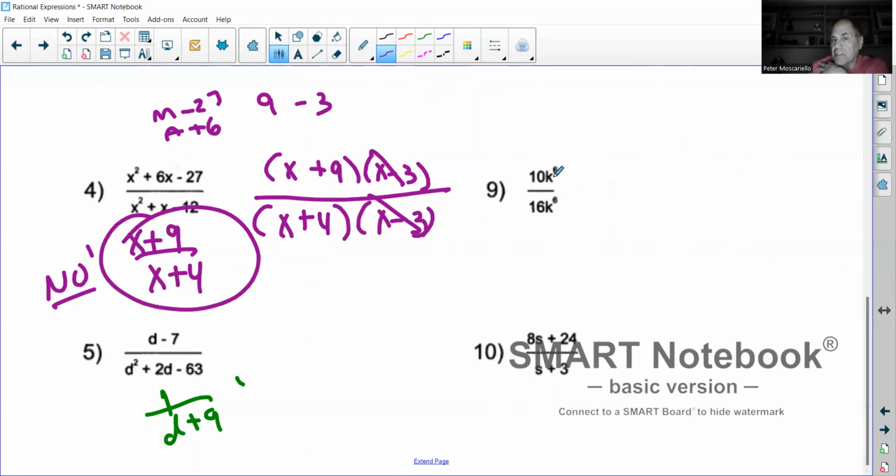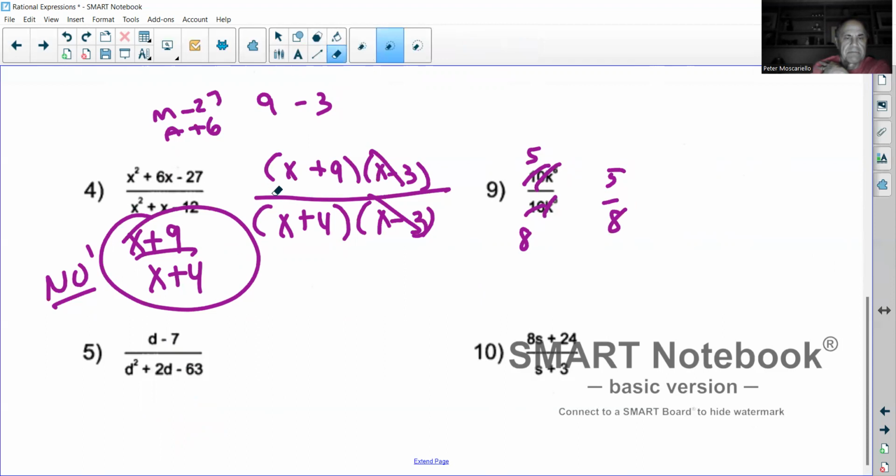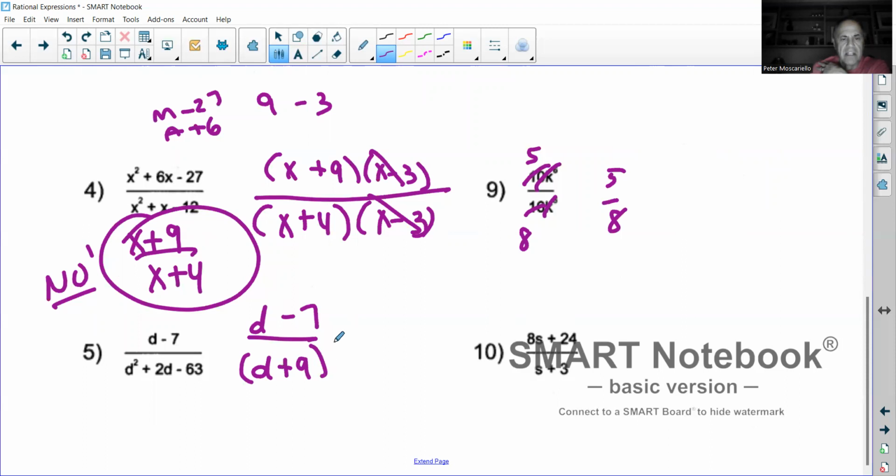So how about number 9? They're all factors. Everything's being multiplied. 2 goes into that 5. 2 goes into that 8. And I think those are both k to the 6th, k to the 6th. Those cancel. It's just 5/8. How about number 5? Numerator is d minus 7. Denominator factors into d plus 9 and d minus, oh, I did it again, d minus 7. And then our d minus 7s cancel, leaving us with 1 over d plus 9.